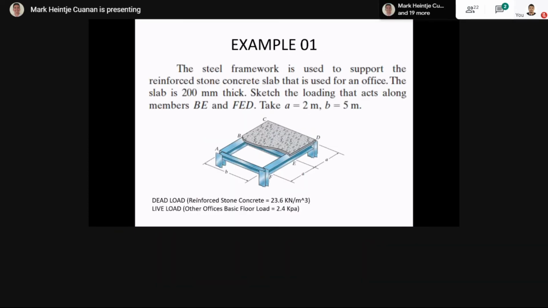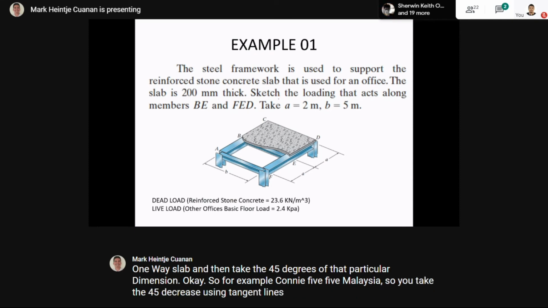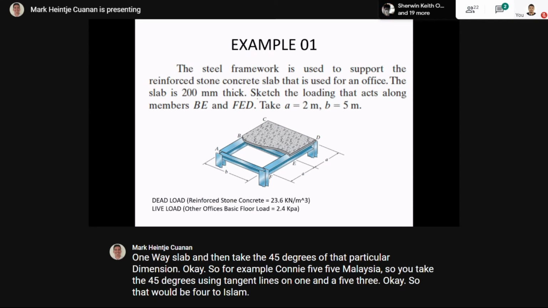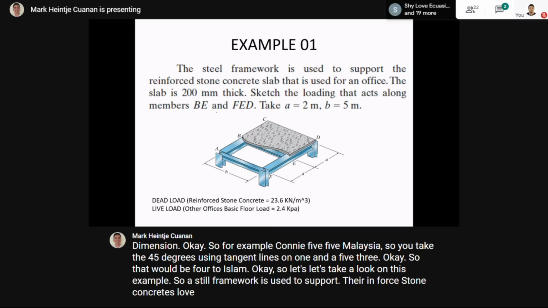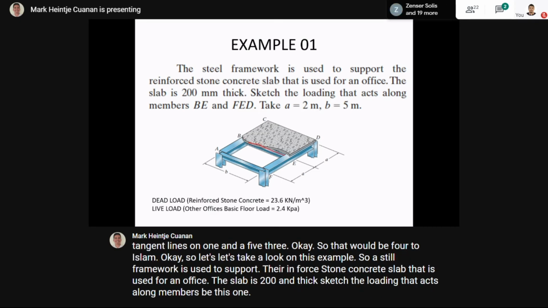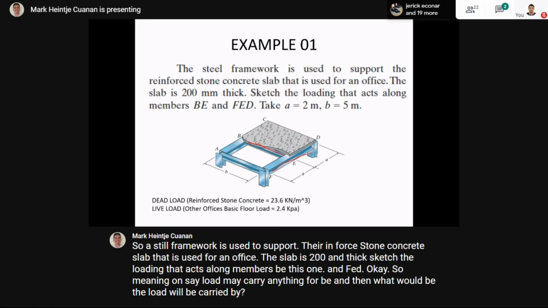Okay, so let's take a look at this example. A steel framework is used to support the reinforced stone concrete slab that is used for an office. The slab is 200 mm thick. Sketch the loading that acts along members BE and FED. Meaning, what load will be carried by this beam BE, and then what will be the load that will be carried by the girder FED.